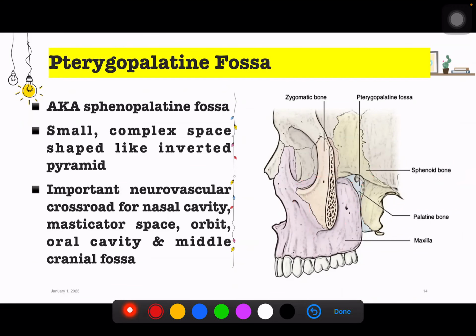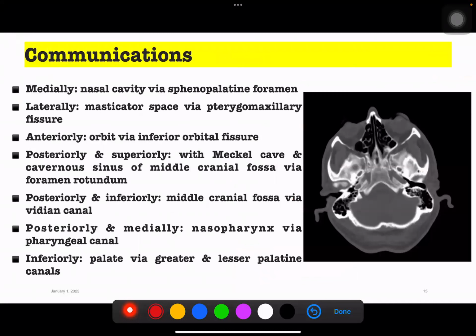So this is a CT image, bone window, showing the pterygopalatine fossa connected posteriorly via the pterygoid canal to the foramen lacerum, laterally via the pterygomaxillary fissure to the infratemporal fossa, and anteriorly to the orbit via the inferior orbital fissure.